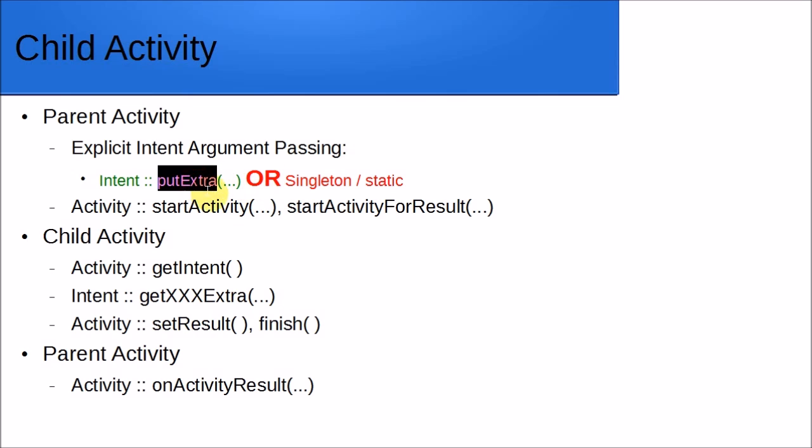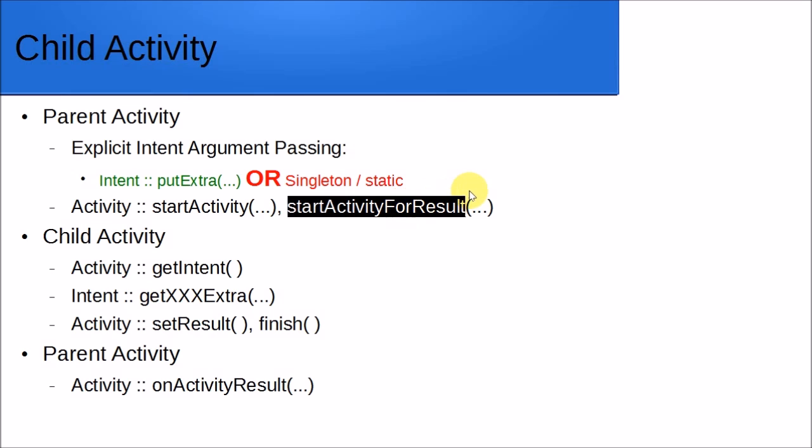If putExtra is not convenient, use a static variable if you have to. It's bad, it's kind of like a global variable, but if there's no other way, you have to take the lesser of two evils sometimes. Sometimes you have to do it this way. And then if you're not expecting anything in return, you use startActivity. If you're expecting things in return, you use startActivityForResult.